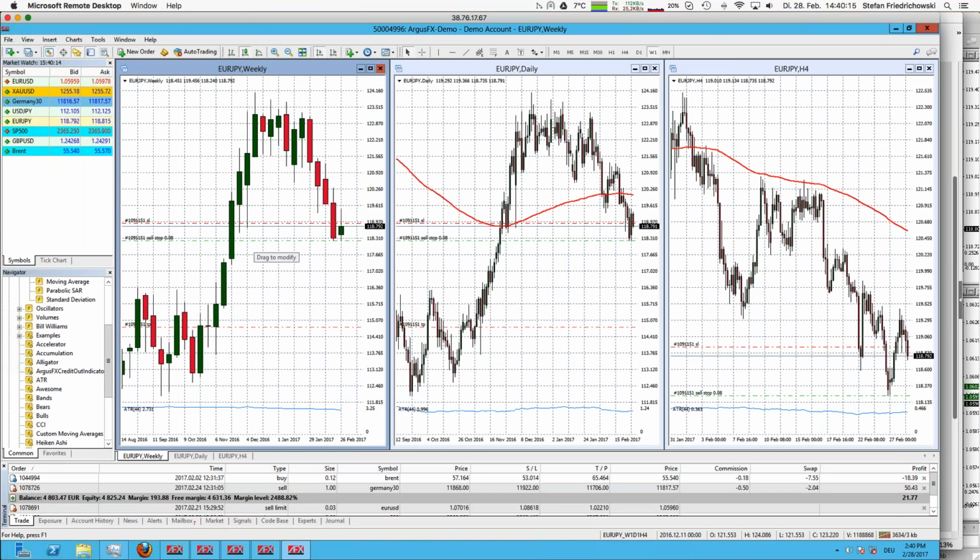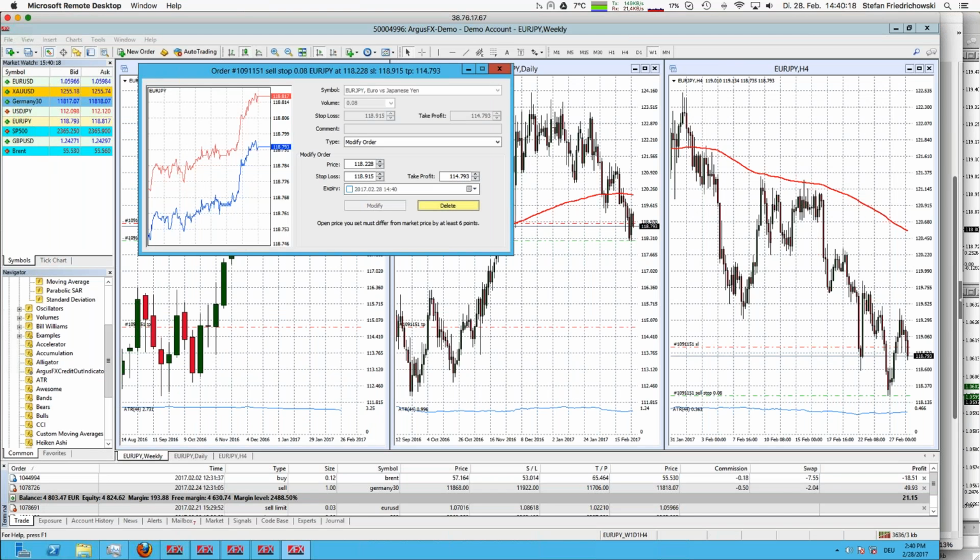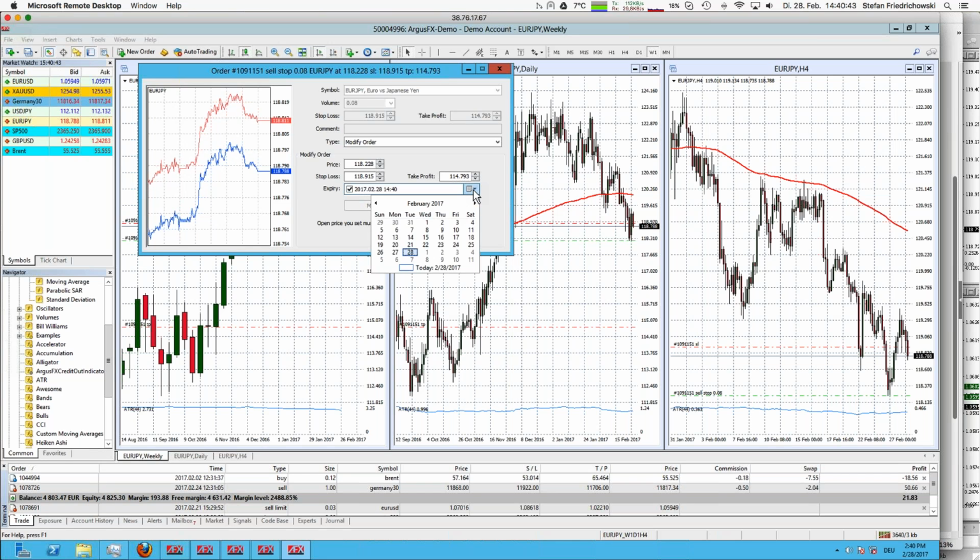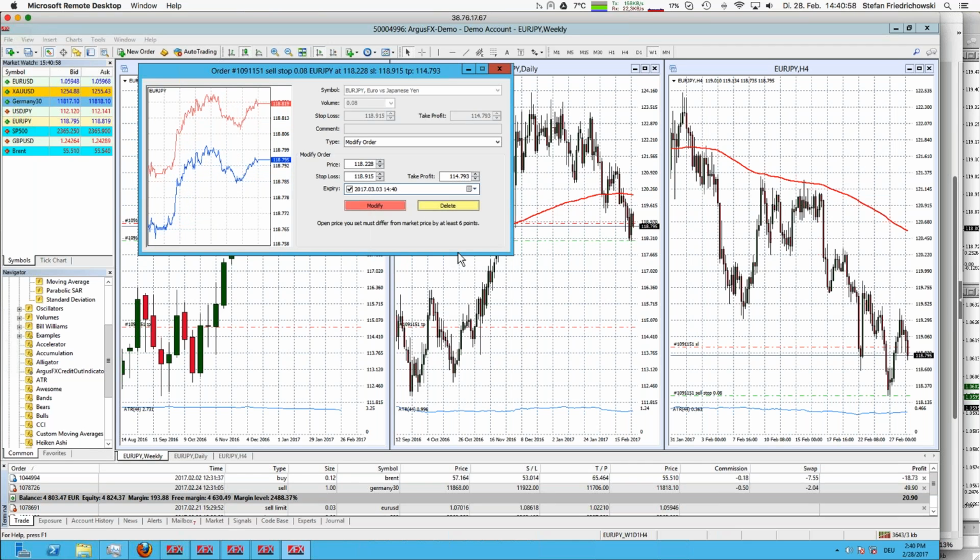So what can we do? I do a double click here on the trade, and you see something here, expiry. And that's a very nice functionality within MT4 that we can say, okay, if until a specific time that order is not filled, then it will be automatically deleted. So what we have to do is look for a specific day, and that is on Friday. Oh, sorry, that's the wrong Friday. That is already something in the past. So we need the 3rd of March.